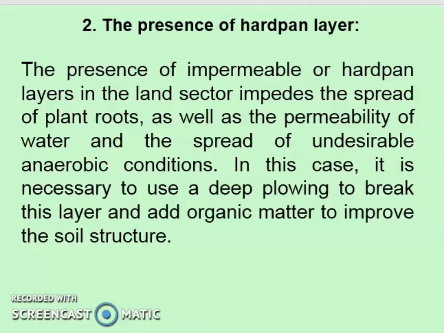In this case, it is necessary to use deep plowing to break the layer and add organic matter to improve the soil structure.